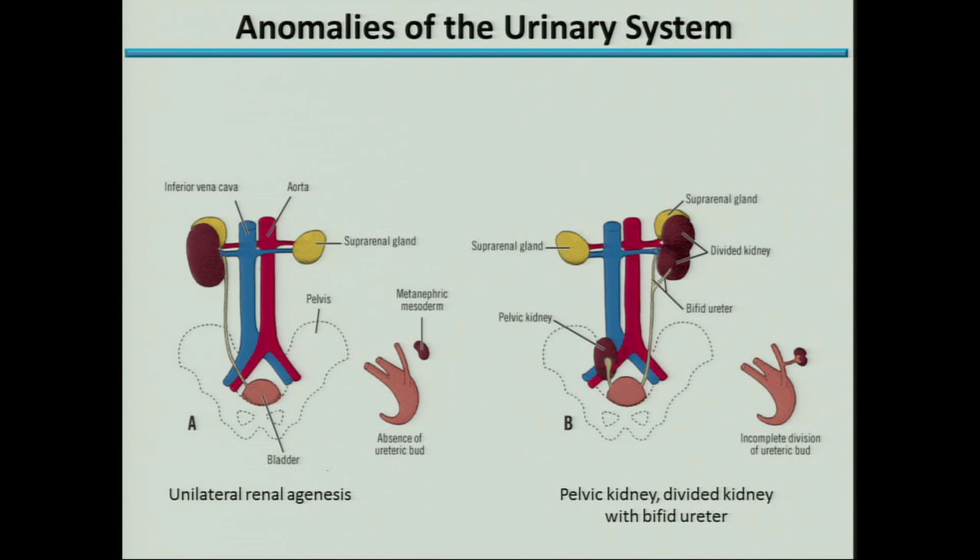So some anomalies of the urinary system, just to show you a pictorial. If you have an absence of the ureteric bud, so the metanephric mesenchyme does not interact at all with the ureteric bud as shown before, you end up getting unilateral renal agenesis. If you get incomplete division of the ureteric bud, and then the ureteric bud gives rise to the ureters, the renal pelvis, the bladder trigone, everything from the collecting tubules downwards is responsible from the ureteric bud. You can get a pelvic kidney, seen here, and you get a divided kidney with a bifid ureter, right here.